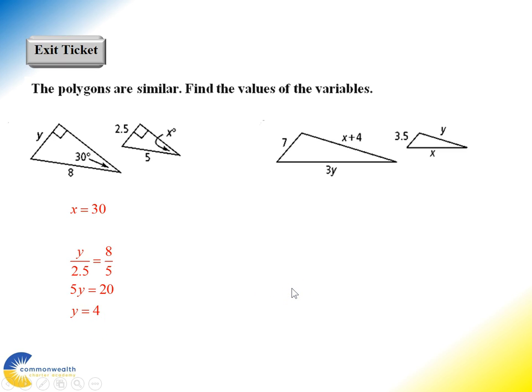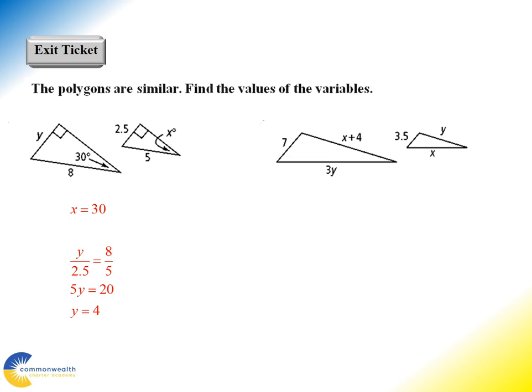For the next one you were given these two triangles. No angle measurements, all side measurements here. Now you can tell that the 7 side is comparable to the 3.5 side, and they're orienting them the same way at this point. As we go through this unit, that's not necessarily going to be the case, and sometimes you have to verify that scale factor as you go along. But 7 and 3.5 are the corresponding sides. The x plus 4 and the y are corresponding sides, and the 3y and the x are corresponding sides.